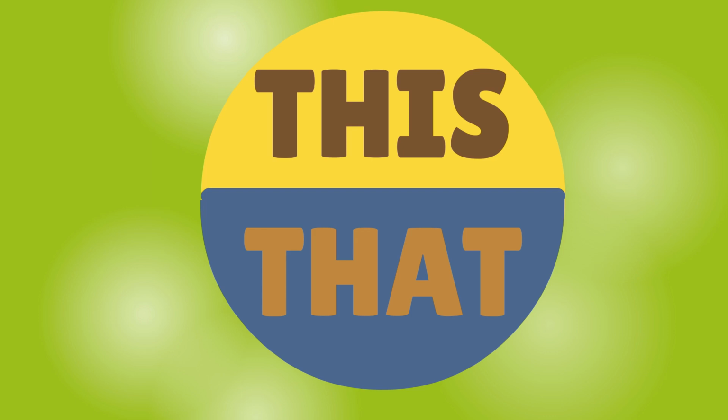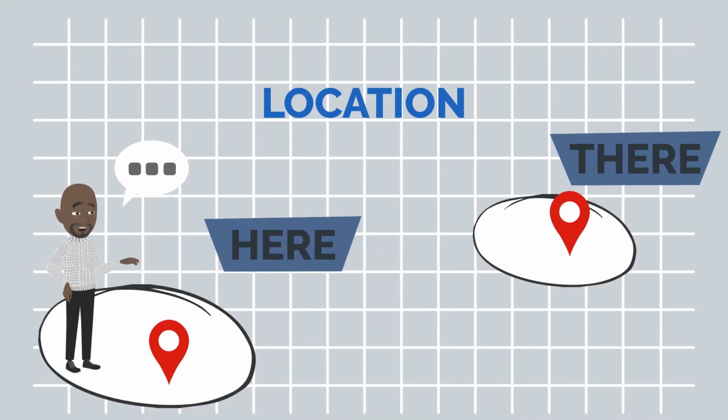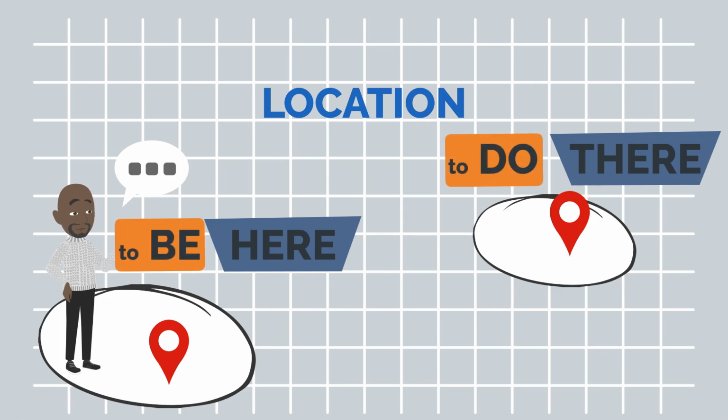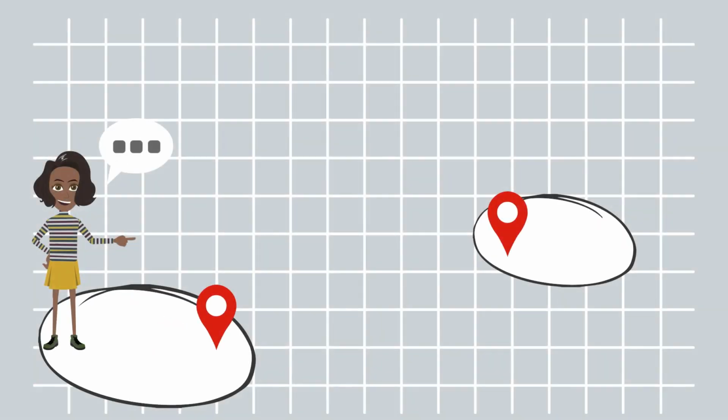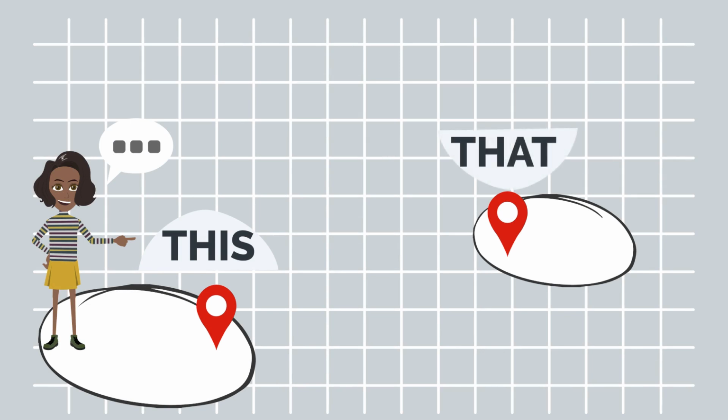This and that. The adverbs here and there give a location relative to the speaker. But here and there describe only verbs. This and that demonstrate where a thing is in relation to the speaker.